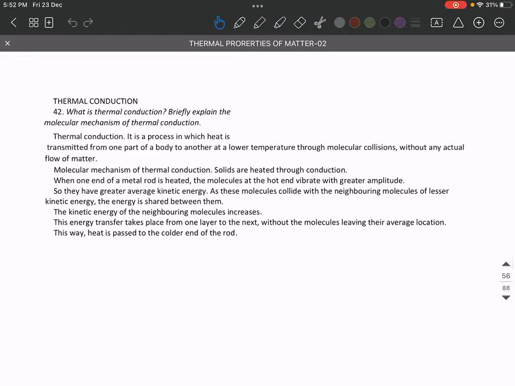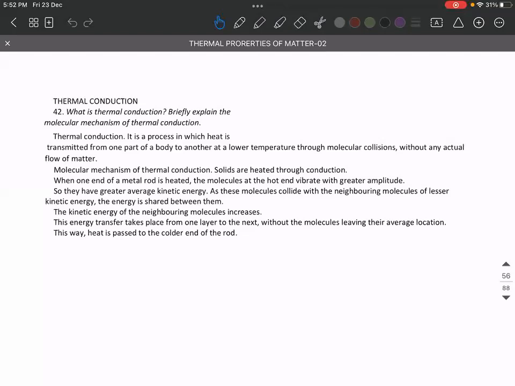Okay, then a topic, thermal conduction. This definition we have already seen, right? It is basically a process in which heat is transmitted from one part of an object to another part at a low temperature through molecular collision. So how is actually energy getting transmitted? Because of the molecular collision, right? But the point to be noted here is there is actually no movement of particles that is taking place, without any actual movement of particles, right?